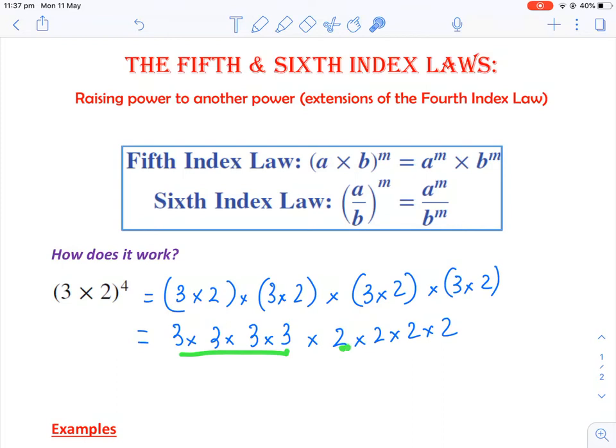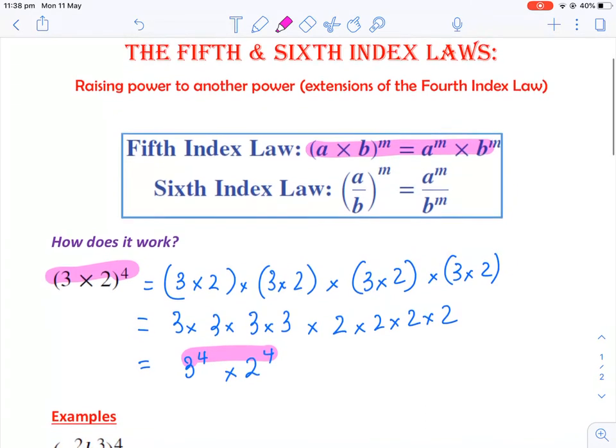These are the expanded form of a number. I'm going to bring it to the index form, which is 3 to the power 4, because I have how many number of 3 here? 1, 2, 3, 4. And with 2, I have 1, 2, 3, 4. So it's going to be times with 2 to the power 4. So you can see here, this one equals this one. It's exactly the same principle with the fifth index law. You can do another example to prove the sixth index law.